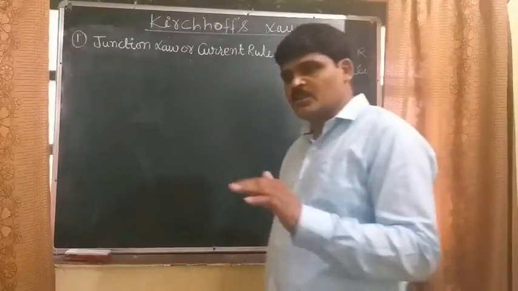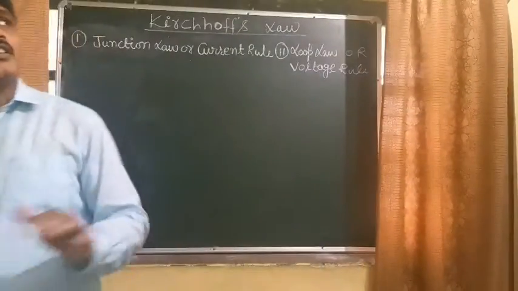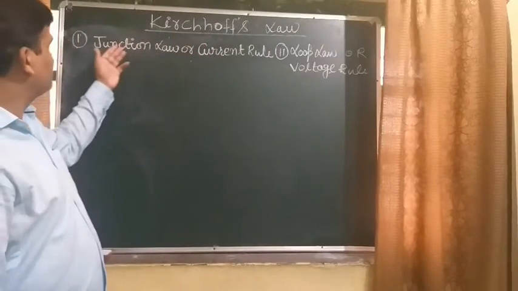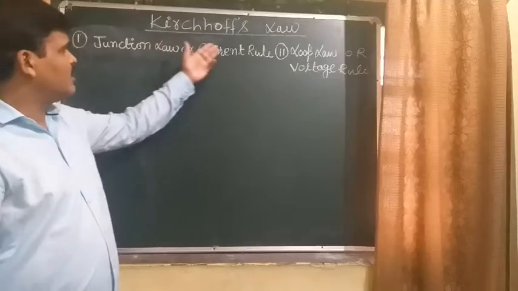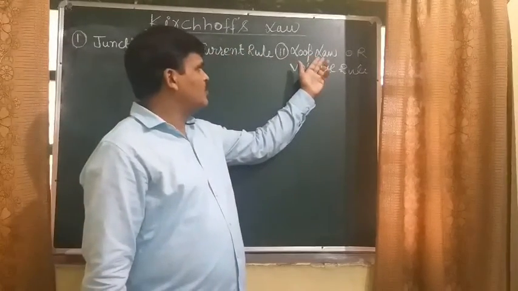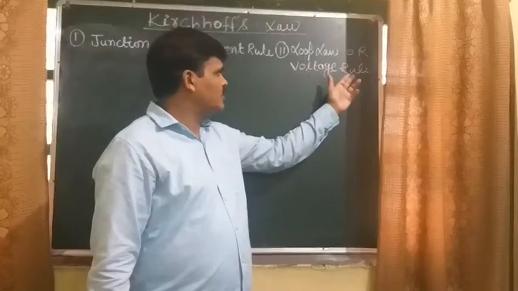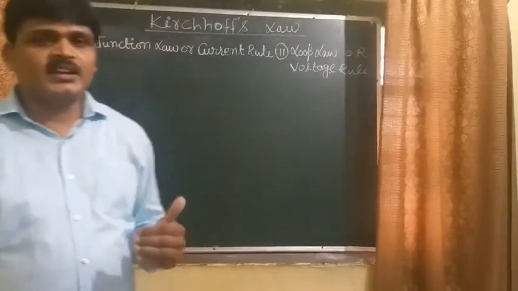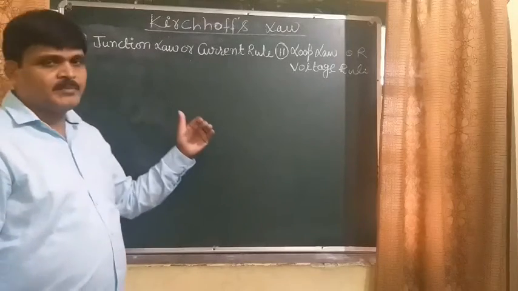To solve the complicated electrical circuit, Kirchhoff gave two laws, that is what? Junction law or current rule, and the second one is what? Loop law or voltage rule. And these rules can be used in a complicated electrical circuit to solve it.